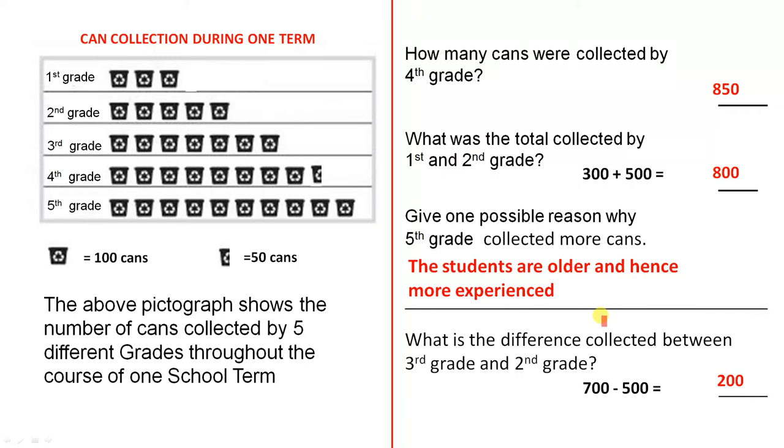What is the difference collected between 3rd grade and 2nd grade? Difference means subtraction. So 3rd grade is 1, 2, 3, 4, 5, 6. That's 700 for 3rd grade. 2nd grade is 500. So we do our subtraction, and the difference is 200.